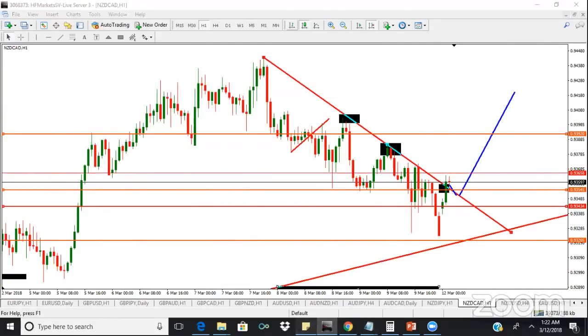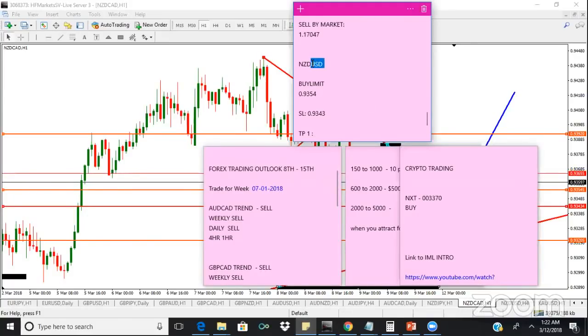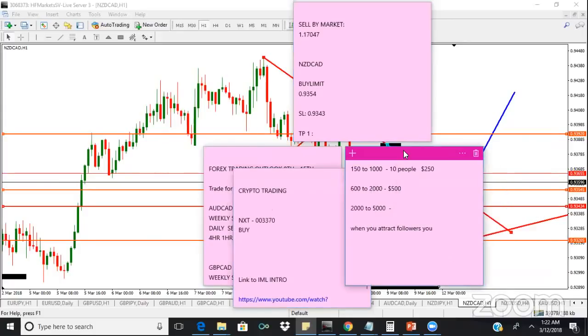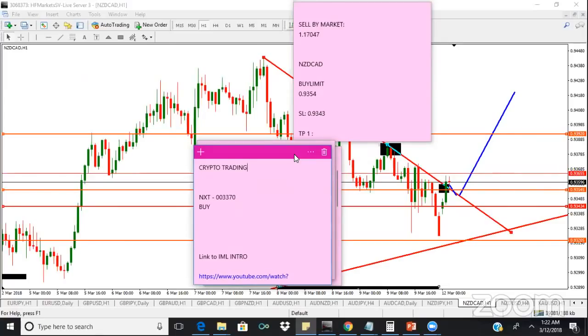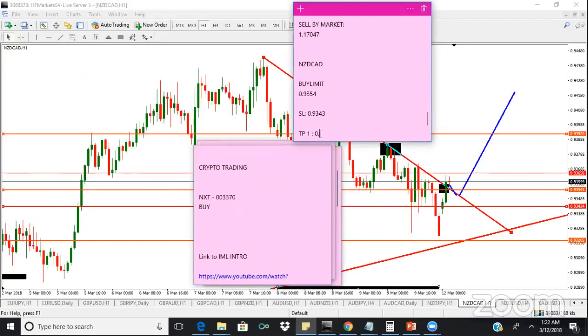So the last one is news card. Okay. First take profit will be 0.9382 80. Okay, that will be the first take profit. That's for news card buy limit.